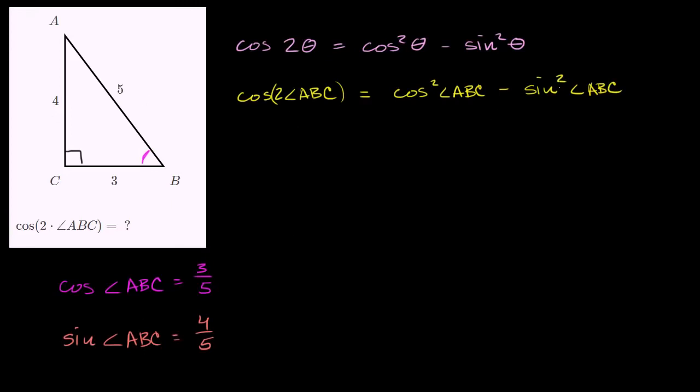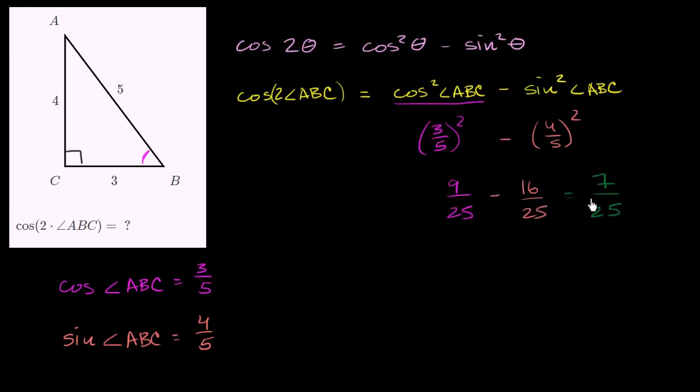This thing right over here is just going to be equal to 3/5 squared. Cosine of angle ABC is 3/5, so we're going to square it. And this right over here is just 4/5 squared. So it's minus 4/5 squared. And so this simplifies to 9 over 25 minus 16 over 25, which is equal to 7 over 25.